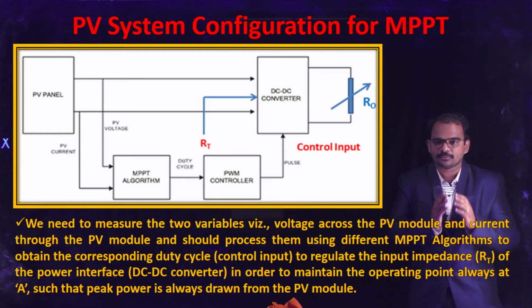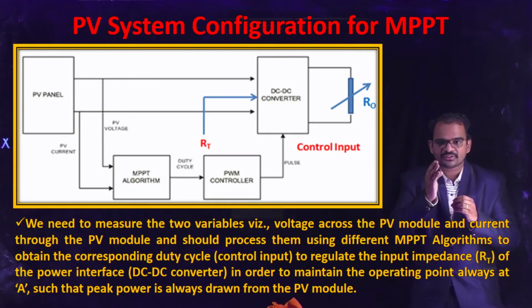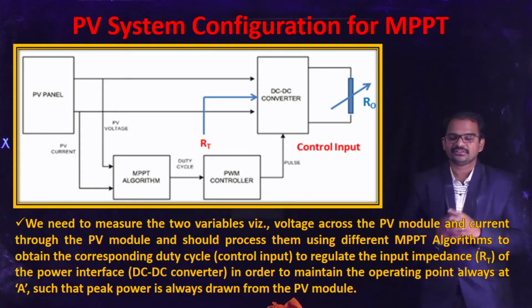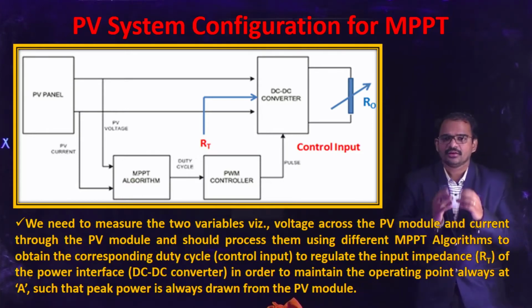What is the control input? The control input is nothing but the duty cycle. But how does this duty cycle have to be given to this DC to DC converter? That is based on the error and control mechanism, that is, based on the feedback controller mechanism.